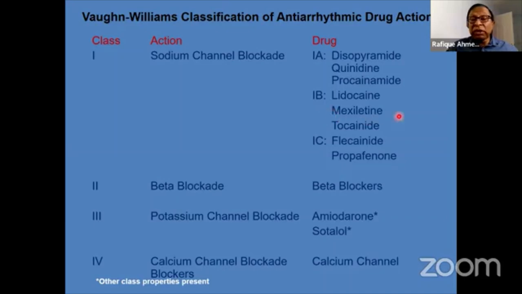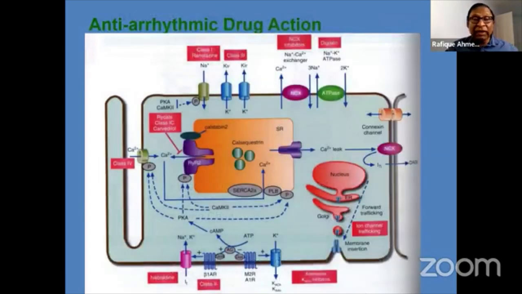And then of course we have class 1C drugs, flecainide and propafenone. These are not for ventricular arrhythmia, these are for atrial arrhythmias in patients with structurally normal heart. And then beta blockers, and the potassium blockers, amiodarone and sotalol, and the calcium channel blockers. It is interesting to look at how these drugs work. If we look at class 3 drugs, these are potassium channel blocking drugs.